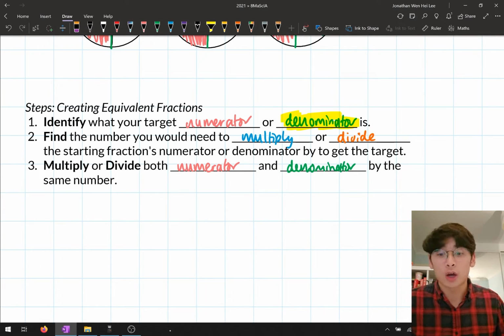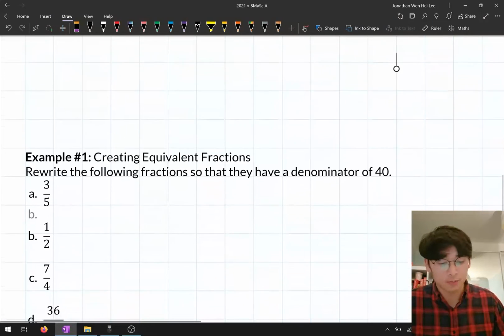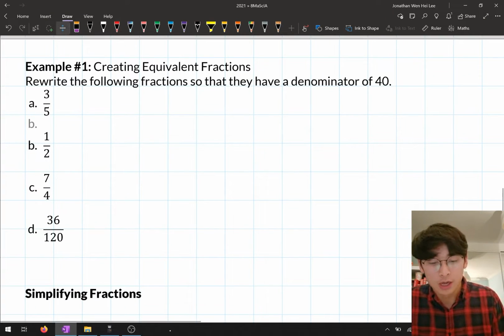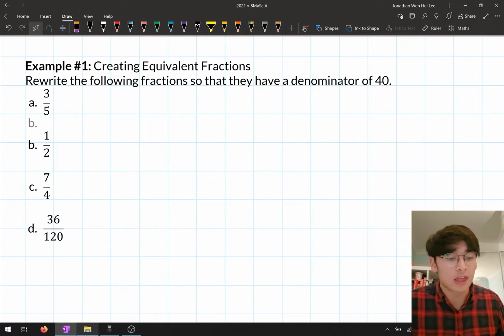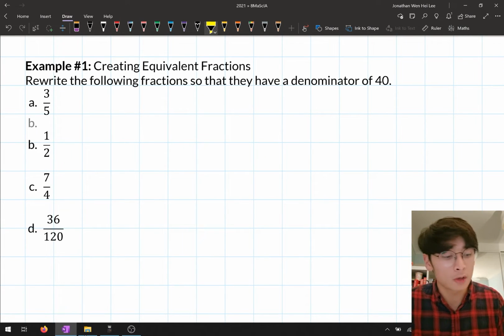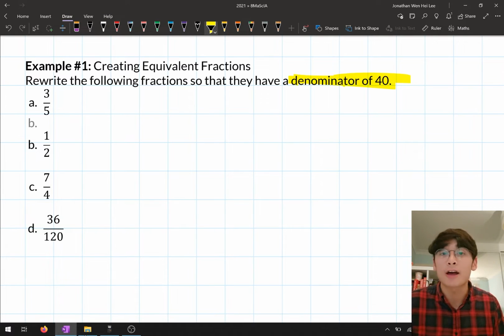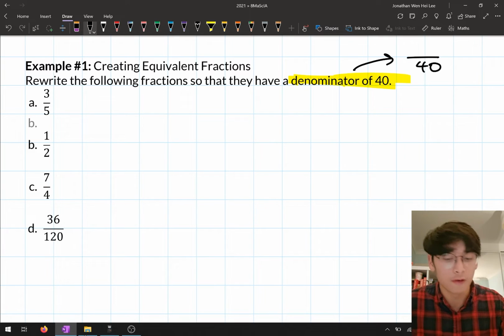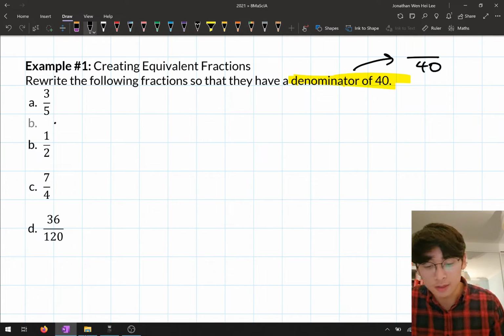So let's have a go at a question where we do this. Example 1, creating equivalent fractions. Rewrite the following fractions so that they have a denominator of 40. What we want to do in all of these questions is have our fractions have a denominator of 40, so we want to write our fractions as over 40. Let's have a go at these questions.